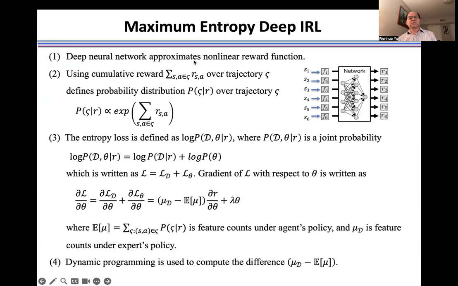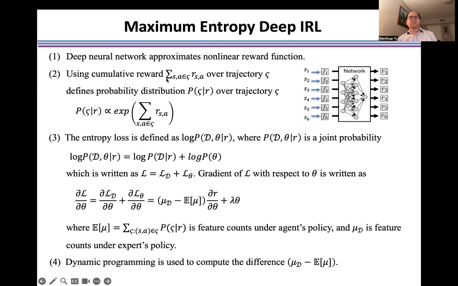First, if a reward function is not linear, we need to use a deep neural network to approximate the nonlinear reward function. So we use the deep neural network to describe the relationship between the states and the reward functions. Because the reward function in reinforcement learning is related to the policy, we need to combine this reward function with the policy together to train this neural network using the expert demonstrations.